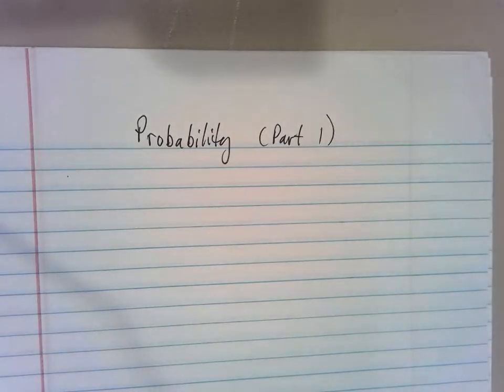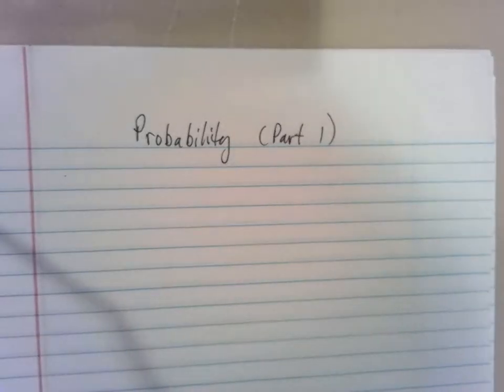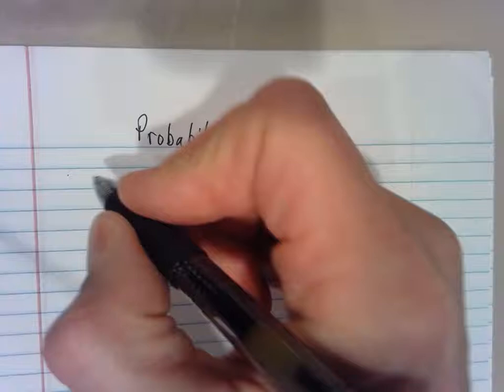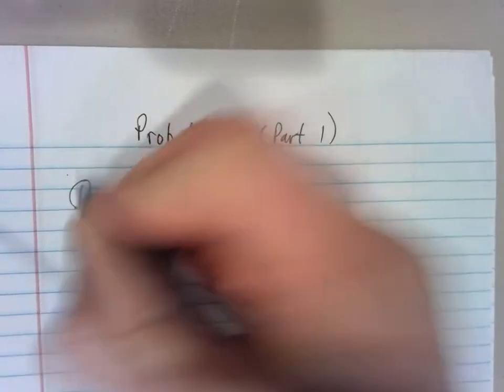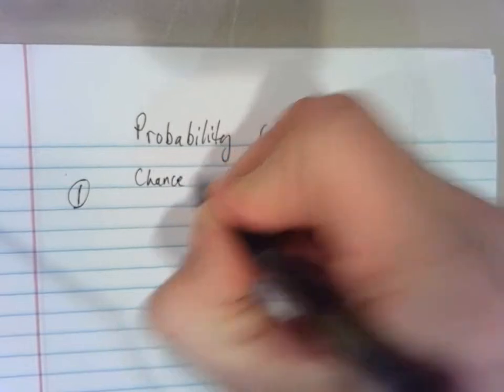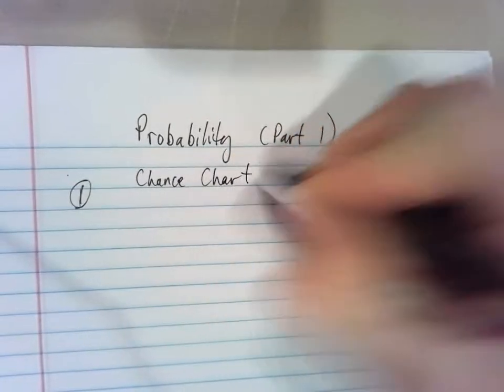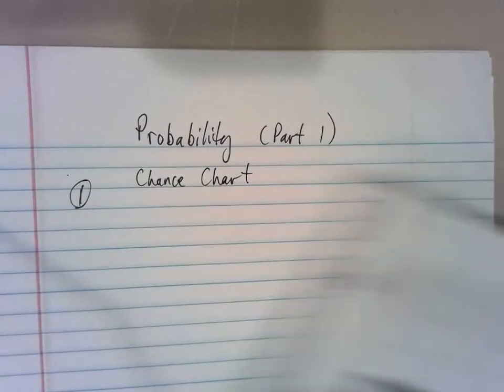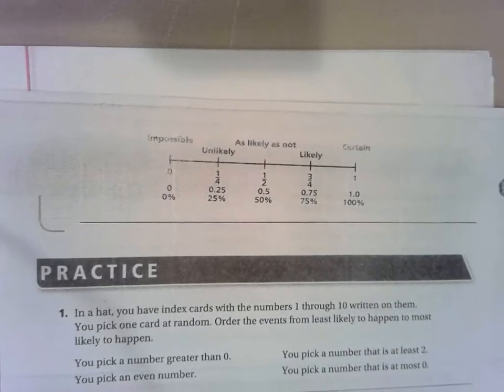Okay, here we go. Alright, so there's so much stuff to talk about in the probability world. I really don't know exactly where to start with you, but I'll start here. We're going to start out with the chance chart. So it kind of looks a little something like this. I'm going to write it down and kind of go over it with you.